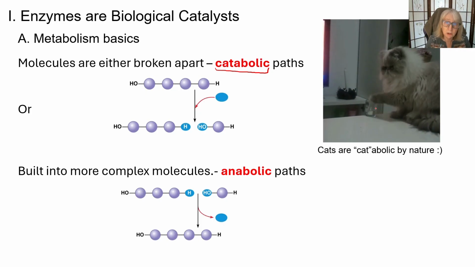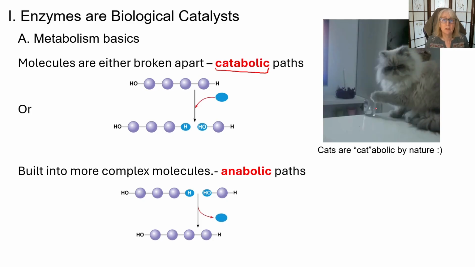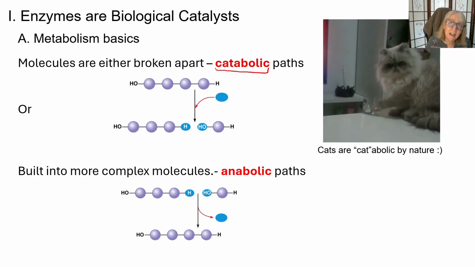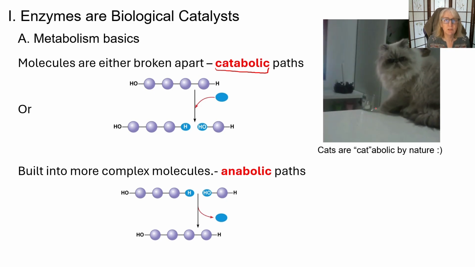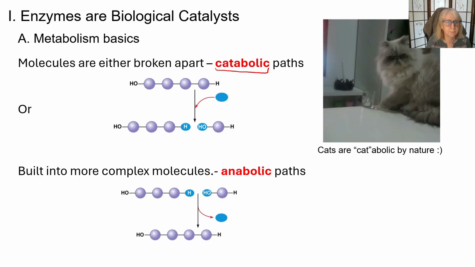Enzymes help molecules facilitate the reactions of the breaking down of molecules. But they also facilitate reactions where we build molecules together. Building molecules together is called anabolic. You may have heard of anabolic steroids. People take them to build muscle. Anabolic means to build. If I want to take two molecules and cause them to form a larger molecule by joining together, I need an anabolic pathway. And enzymes help with both of these.